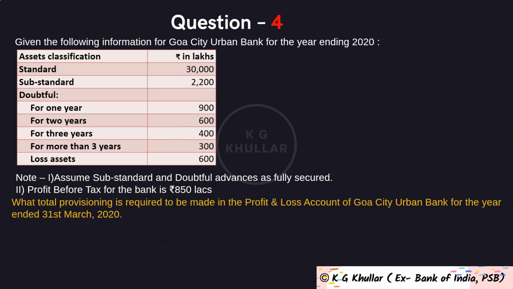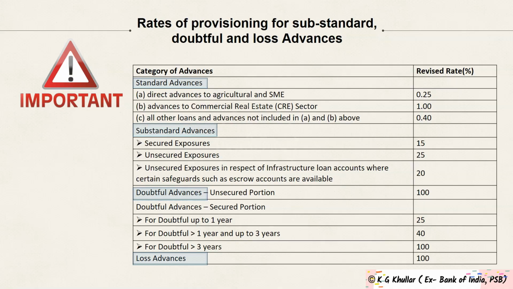The next question is, what total provisioning is required to be made in profit and loss account for Goa City Urban Bank for the year ending 31st March 2020? And these options are given to you. Now friends, to solve this question, please note this provisioning one-pager. Please note down this provisioning percentage for all types of assets. So just pause the video and note it down.